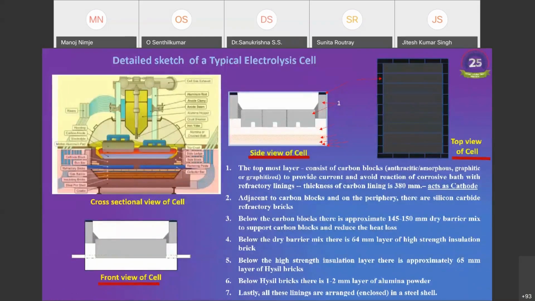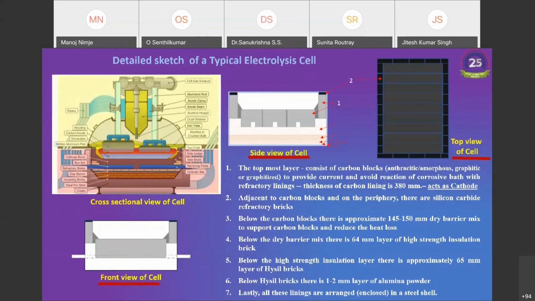Carbon blocks. The topmost layer of the vessel is made up of carbon blocks, and these blocks can be made from the anthracite coke or graphitic or graphitized raw material. The main function of this layer or linings is to provide current and avoid the reaction of corrosive bath with refractory lining. The thickness of the carbon lining may be in the range of 380 millimeter, and it acts as a cathode for carrying current.